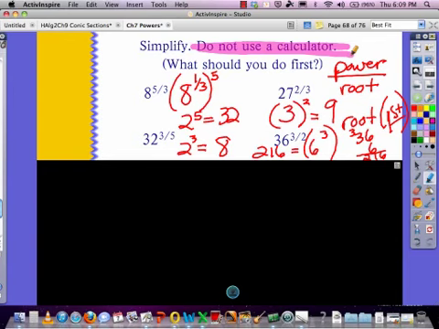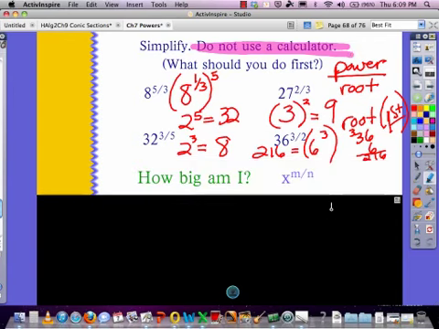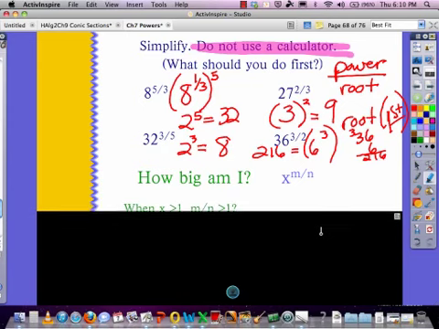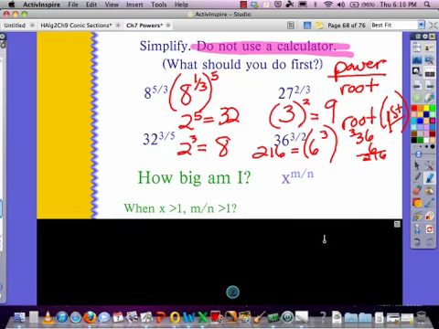All right, from here, question is, how big am I? If I don't give you any numbers, you're looking at x to the power of m over n. You've seen all kinds of sizes here. Most of them have been whole numbers. Now I want you to think. If x is greater than 1, so x is a positive number bigger than 1, and m over n is greater than 1. So what we're saying there, it is an improper fraction. How big will our answer be expected to be?